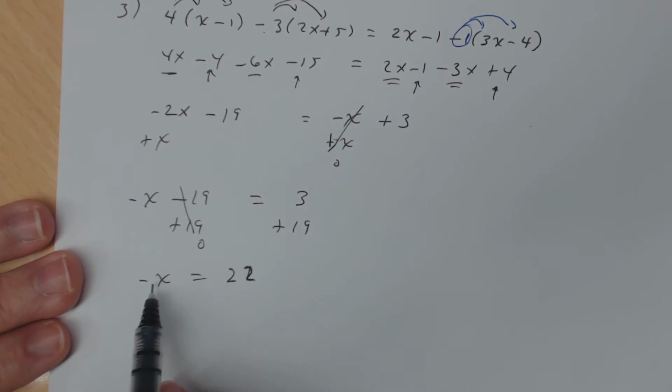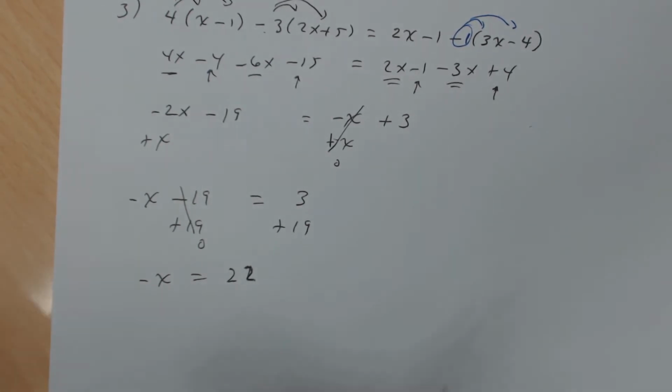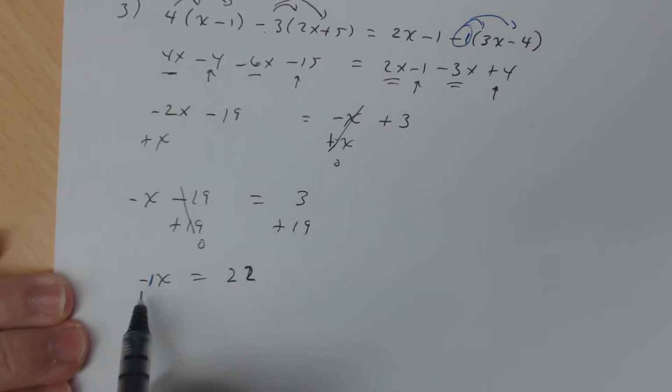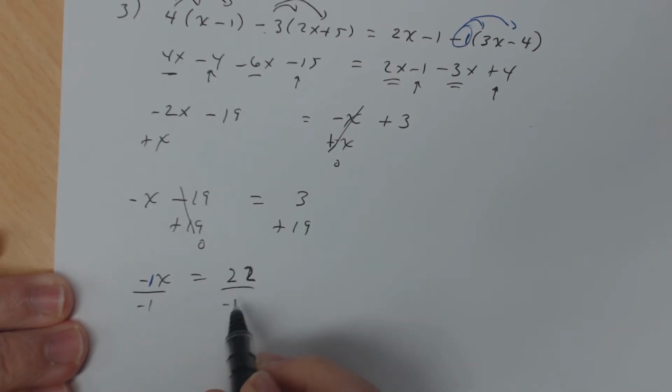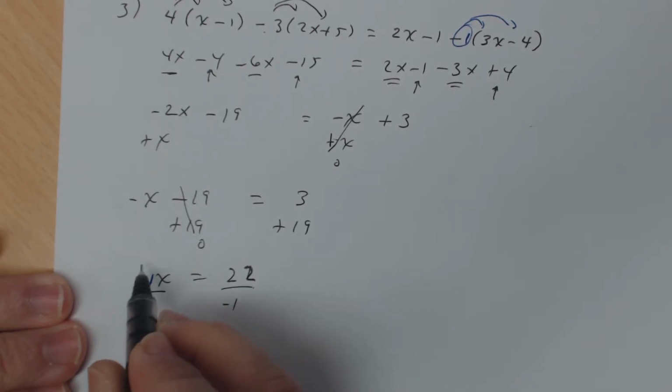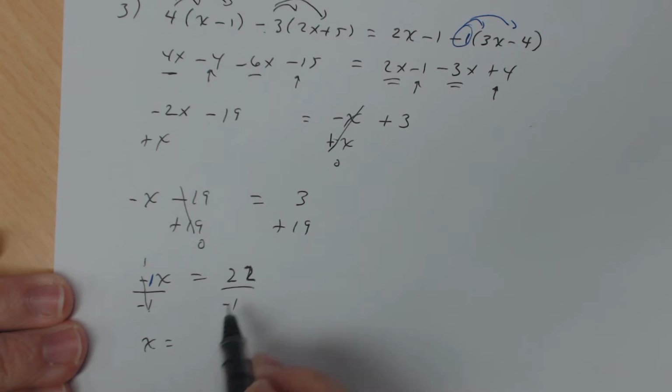All right, remember you're trying to get x by itself. So this is a negative 1x. Remember, negative 1. So to get x by itself, since I'm multiplying by negative 1, you're going to divide by negative 1. Divide both sides. And so negative 1 divided by negative 1 is 1. 1 times x is x.